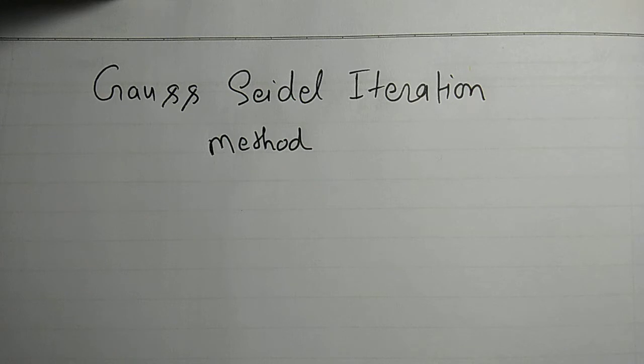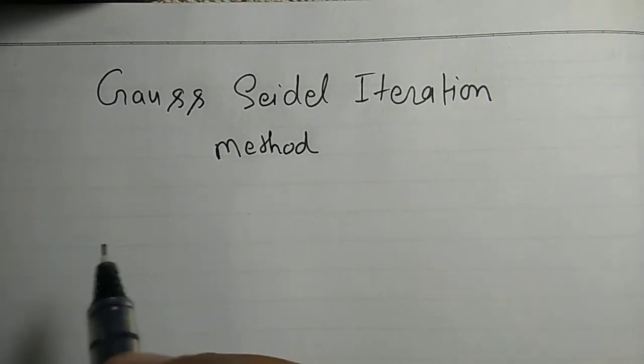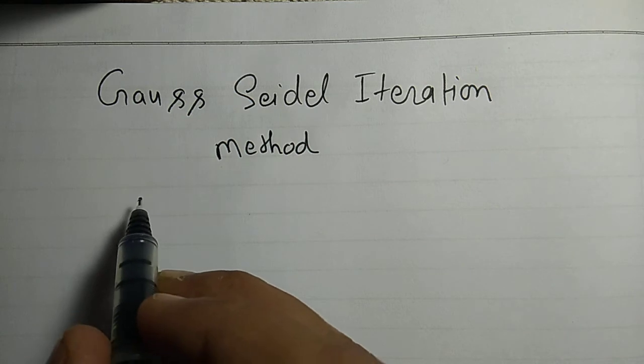In this video I am going to explain the Gauss-Seidel iteration method. So this is a numerical technique, a numerical method to solve a system of linear equations. So let us see first the working procedure, then we'll go with one example.